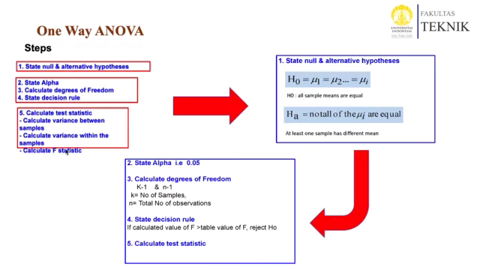And here are the basic steps of how we calculate ANOVA, or analysis of variance. First step is to state the null and alternative hypothesis. State the alpha, calculate the degrees of freedom, state the decision rule, and then calculate the statistic. Calculating the test statistic mainly consists of three things: calculating the variance between samples, the variance within the samples, and also calculating the F statistic.